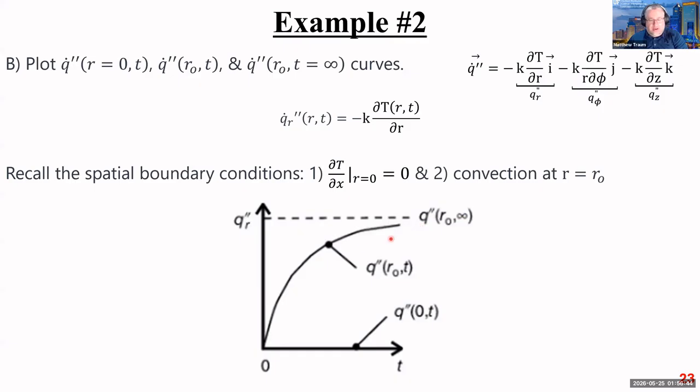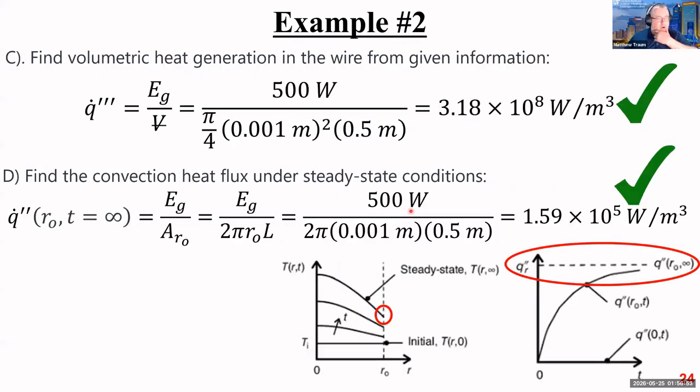Okay. So we've got three plots, all seem to make sense given what we know about this wire and what it's doing. Then let's move on to part C, where we're asked to find the volumetric heat generation in the wire based on the given information. We're told that the wire has 500 watts running through it, and we just want the volumetric heat generation. So it's just 500 watts divided by the total volume of the wire.